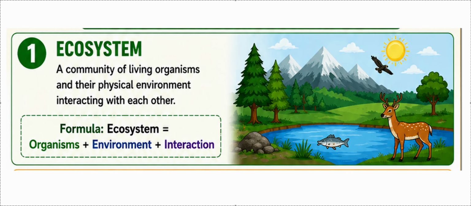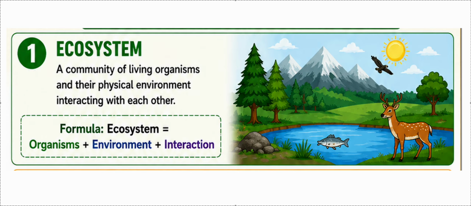An example: think about your home. The family members of your home form the living organisms. Your house, your furniture, your electricity, water, everything forms the environment. And cooking, eating, talking, that is the interaction which happens. Together, this forms a home system, a home ecosystem.